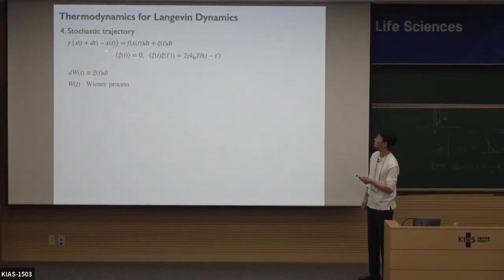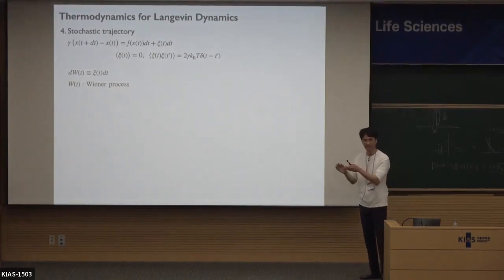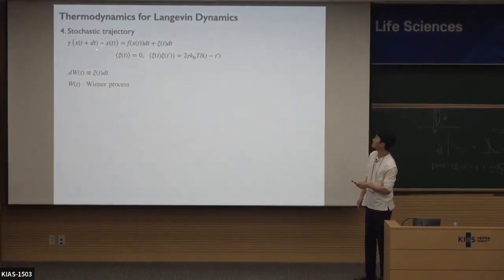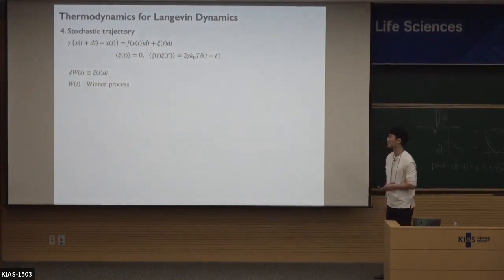Okay, so here I will only focus on the overdamped Langevin equation, not the underdamped Langevin equation, but essentially it is the same. So let's look at this equation of motion, and here I will change a variable in this way. I define dW as a ξ dt, and W is called the Wiener process, but anyway, you don't need to care about this.